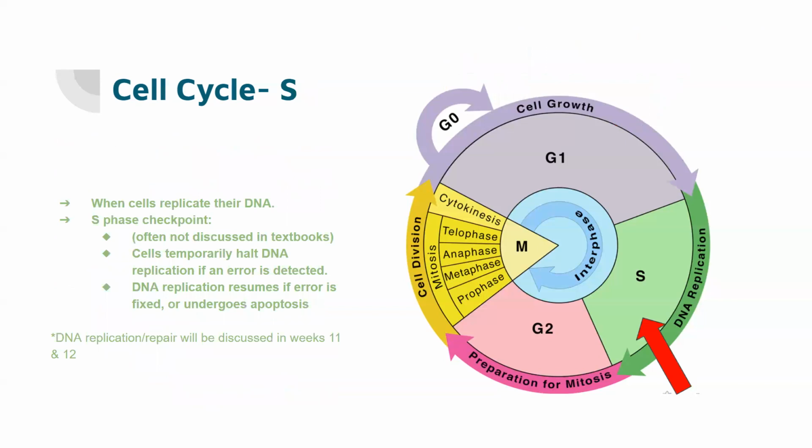Okay, so S phase is pretty straightforward. We're replicating our DNA. We go into the details of this at the very end of the semester, so you don't really have to know much about this other than that we have a checkpoint. We can temporarily halt S phase if we sense an error in DNA replication. If we can fix the error, then we resume S phase and keep going until we hit G2. If we can't fix it, then the cell will go through apoptosis, because we do not want to let the cell sit for too long with mutations accumulating. We don't want to risk having daughter cells with potentially harmful mutations.